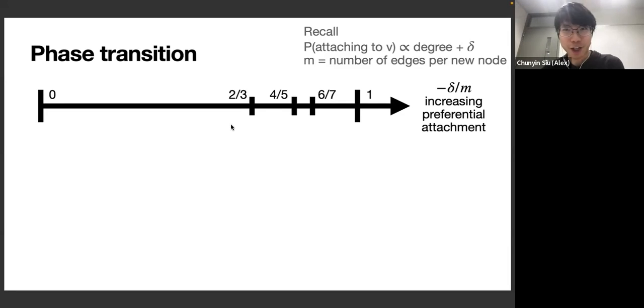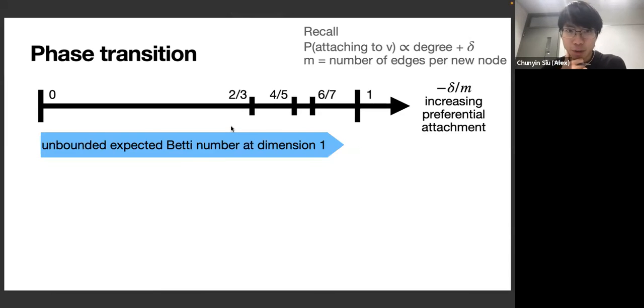So this quantitative statement has a qualitative interpretation in the following sense: as you increase the preferential attachment strength, the exponent is going to change, and so the behavior is going to change. A separate statement shows that the expected Betti number at dimension 1 is going to be unbounded for all time. In fact, it's going to grow linearly, and that's why it dominates all other dimensions.